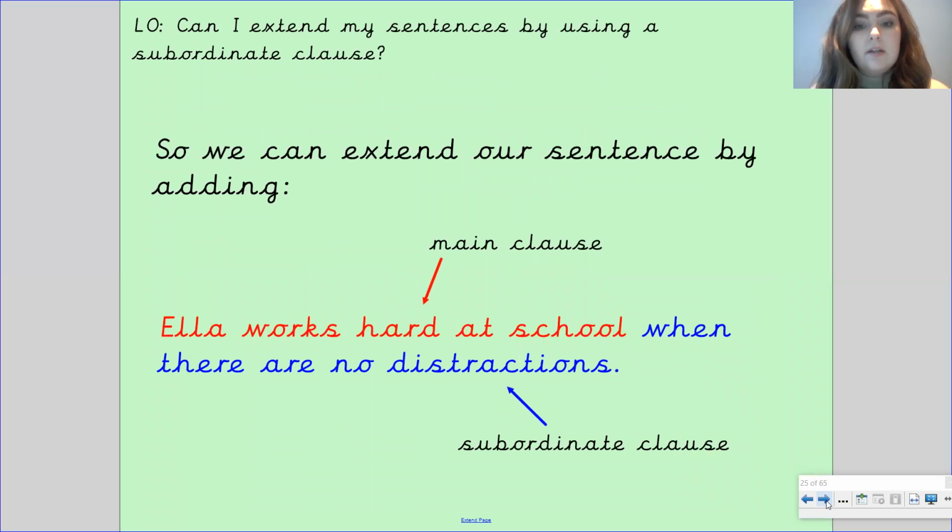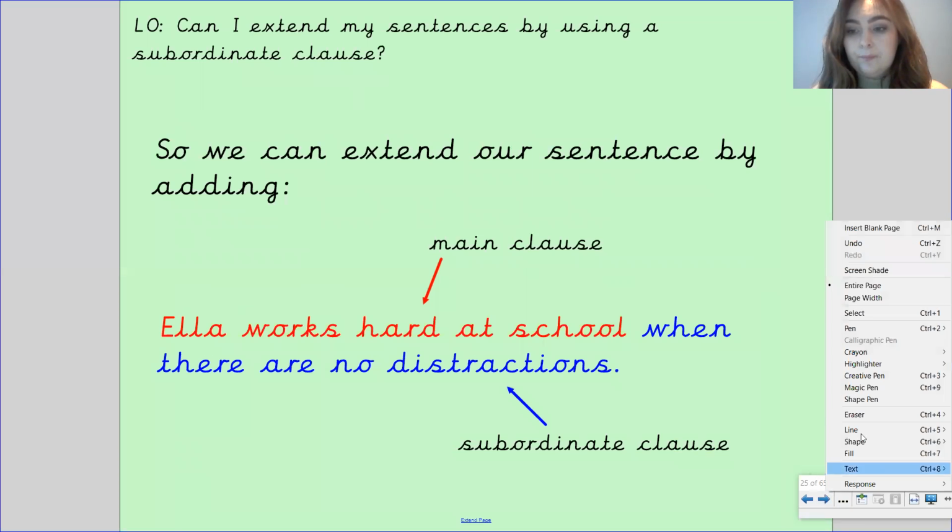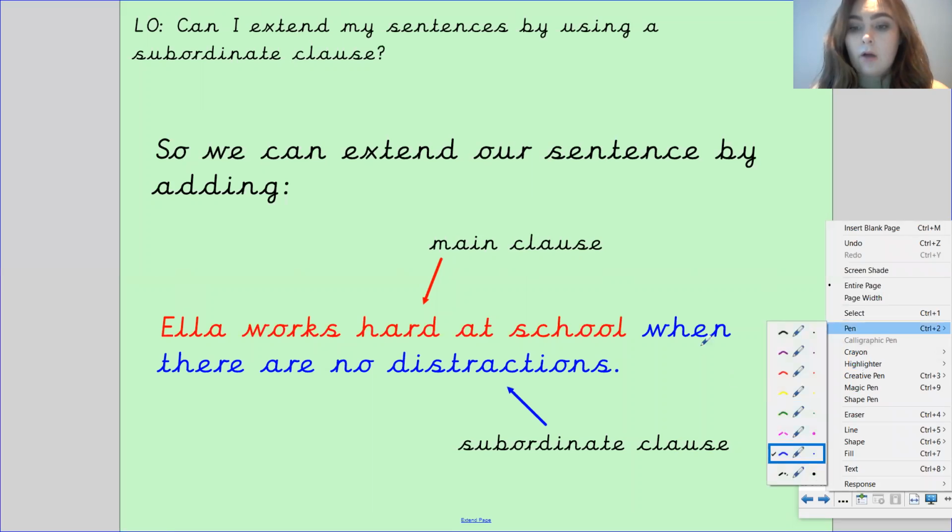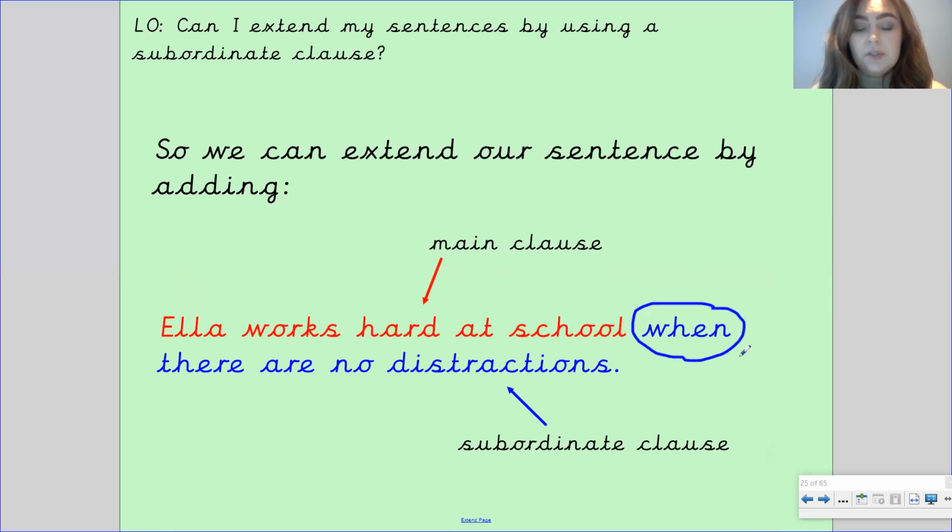So we can extend our sentence by adding in a subordinate clause. So we've got Ella works hard at school when there are no distractions. So our main clause is that Ella works hard at school. We've then got our subordinating conjunction, which is when. And then when there are no distractions is our subordinate clause.